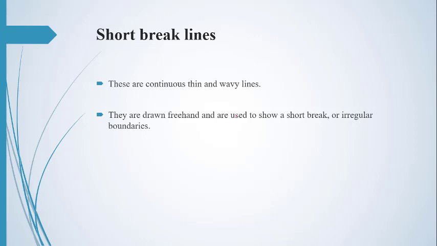Short break lines are continuous thin and wavy lines. These are the wavy short lines. They are drawn freehand and are used to show a short break or irregular boundaries. For any irregular boundary like this, for example any district or any UC, Union Council, etc., such kind of lines would be drawn. So these are the short break lines.